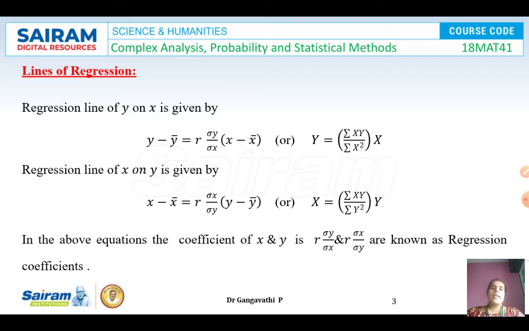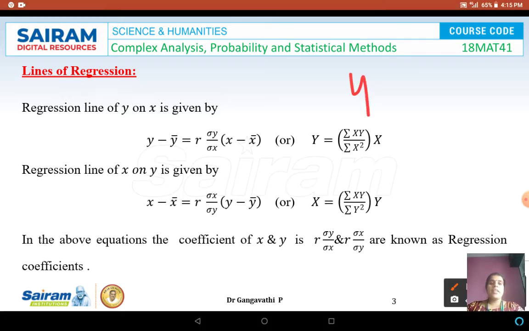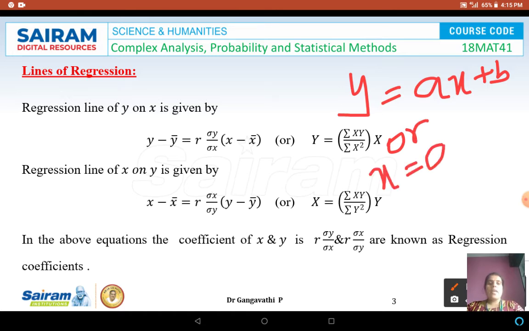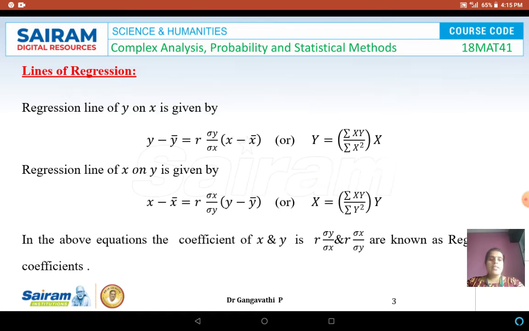Since we say the line of regression, you can compare these lines with the equation of a straight line. The equation of a straight line, in general, is y is equal to ax plus b, or the other one is x is equal to ay plus b. So the regression line of y on x is similar to the first, and the regression line of x on y is similar to the second. When we are working out problems, we can use this and work out the problem in an easier way.